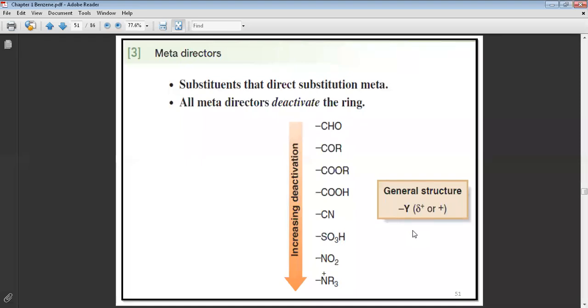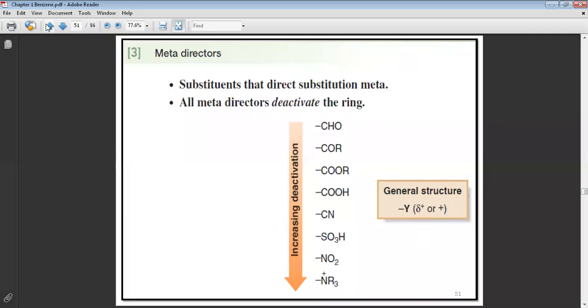Why? It will be by both inductive effect and resonance. Both of them make the benzene ring deactivated, the inductive effect and the resonance. We said before that both of them.